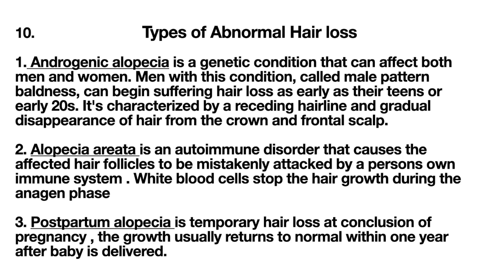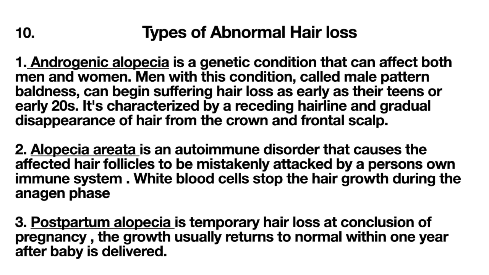Types of abnormal hair loss. Androgenic alopecia is a genetic condition that can affect both men and women. Men with this condition, called male pattern baldness, can begin suffering hair loss as early as their teens or early 20s. It is characterized by a receding hairline and gradual disappearance of hair from the crown and frontal scalp.